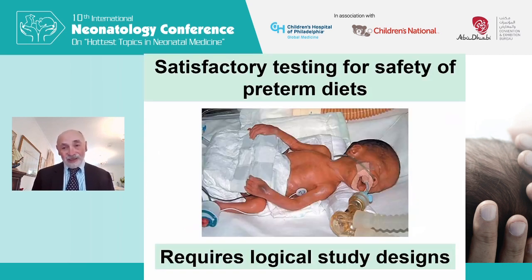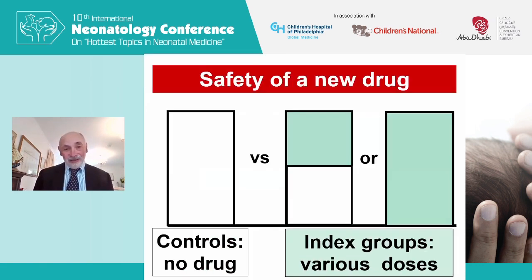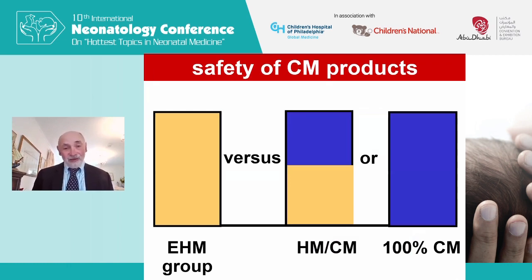Now, satisfactory testing for the safety of preterm diets requires logical study designs. If you are looking at the safety of a new drug, your index groups might have different doses of the drug, but by and large, you would want your control group not to be taking the drug because that would confound the analysis. And that simple principle has often not been applied to testing the safety of cow's milk products. Babies can be fed partially or entirely on cow's milk, but ideally, the comparison group should not have been exposed to cow's milk. They should have been fed on an exclusive human milk diet.